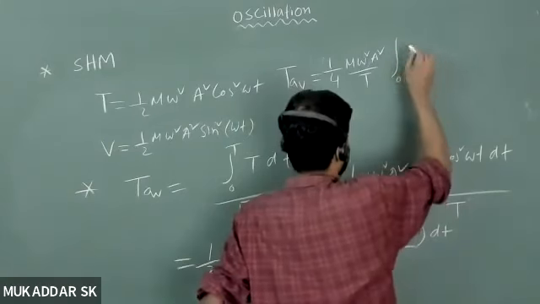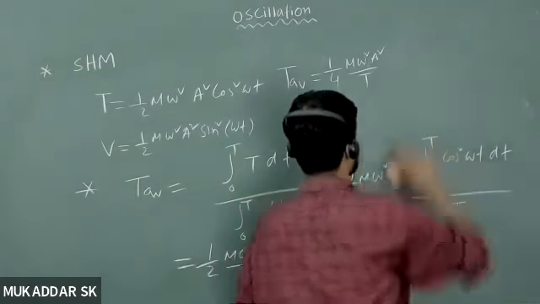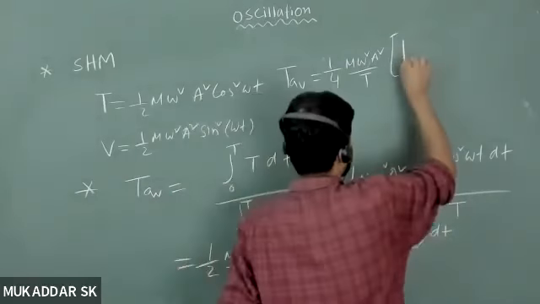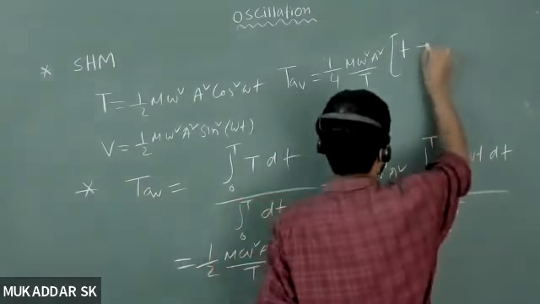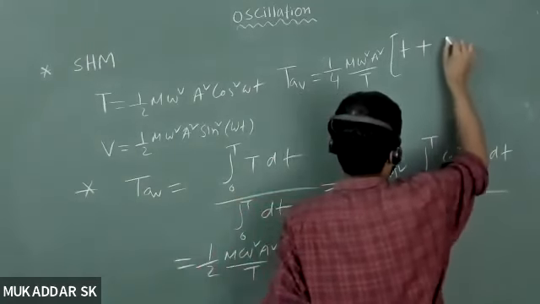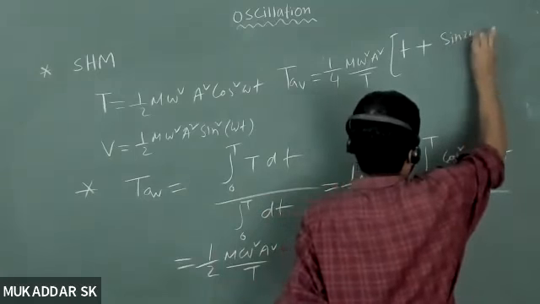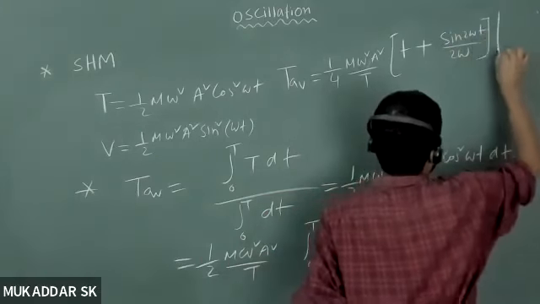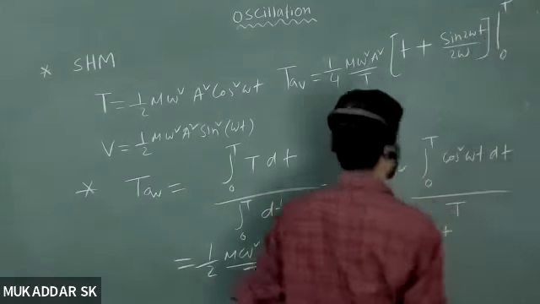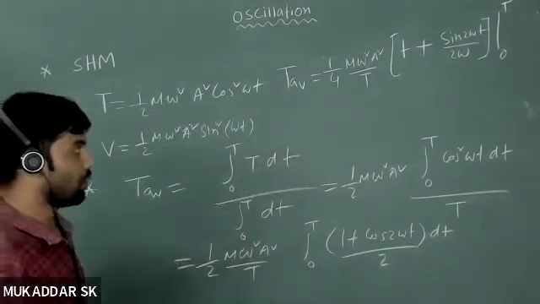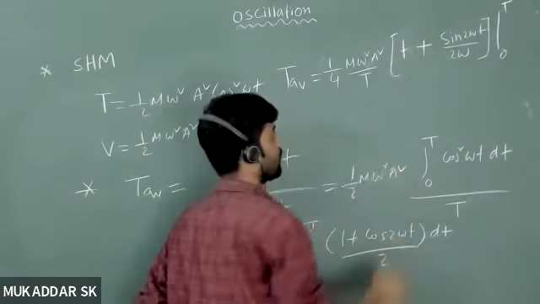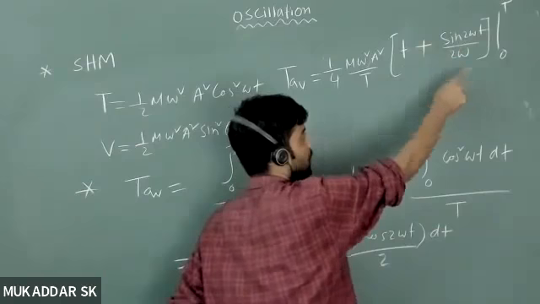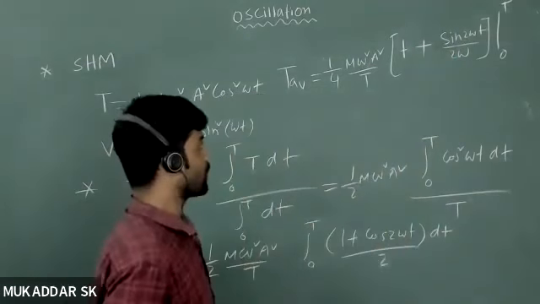So from 0 to T, now I'll write the integration values directly. The integration of 1 will be simply t, and the second term is cos of twice omega t, whose integration will become sine of twice omega t divided by 2 omega, right? Then you have to substitute the limits 0 to capital T. Now, this first term will give you only capital T, because the lower limit will provide you 0.